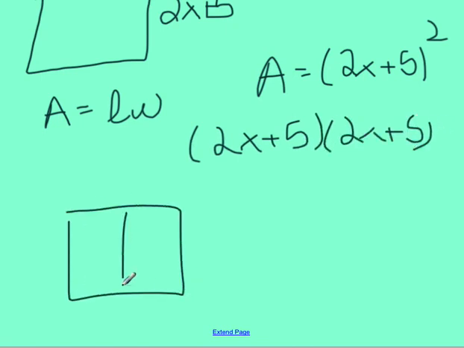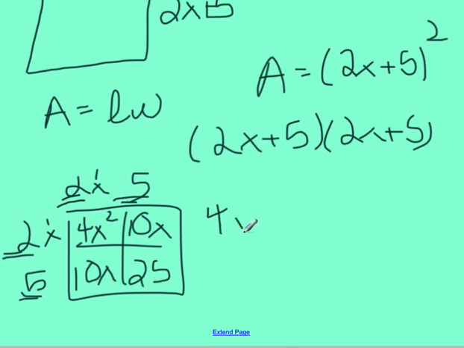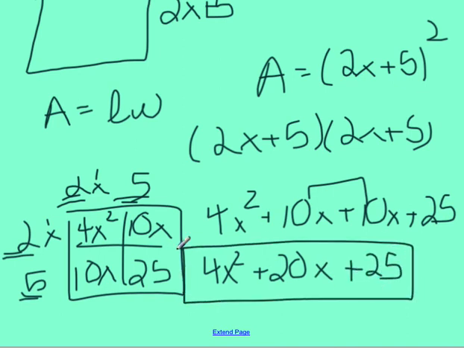So we can just use the box to multiply that out. 2x, 5, 2x, 5. Well, 2 times 2 is 4. X to the first times x to the first is x squared. 2 times 5 is 10, and then we have x. 5 times 2 is 10, and then we have x. 5 times 5 is 25. So writing that out, 4x squared plus 10x plus 10x plus 25. Combine those middle terms, 4x squared. 10 plus 10 is 20, and then we have 25. So this polynomial right there represents the area of the square.